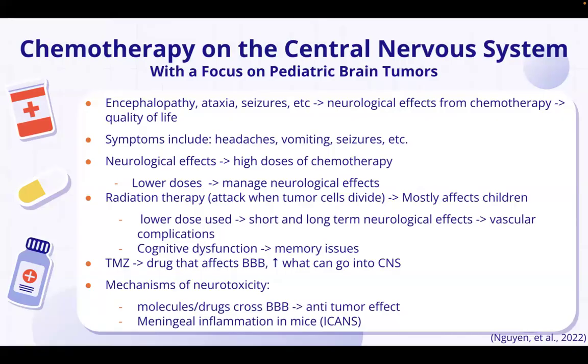So there are many mechanisms that were introduced to us. One being the blood-brain barrier itself, giving these individuals these neurological symptoms, like I mentioned, headaches, vomiting, seizures. And then another mechanism that was mentioned in the articles that we were given was a study in mice regarding ICANS, which is a toxicity of CAR T cell treatment that causes meningeal inflammation. So inflammation is another mechanism of the neurotoxicity in the central nervous system.